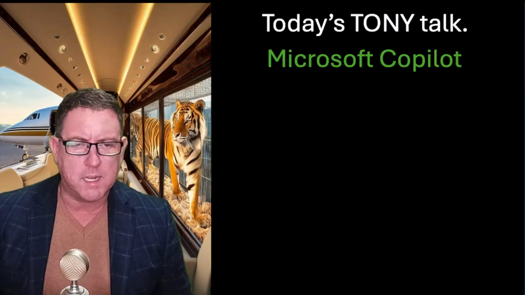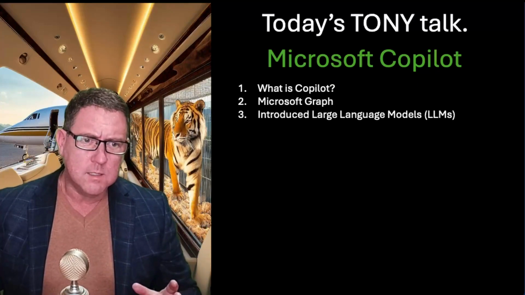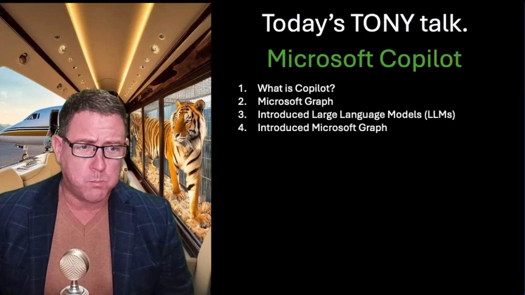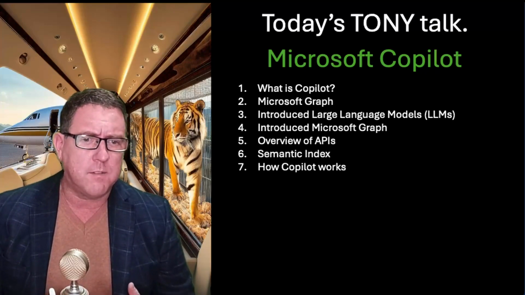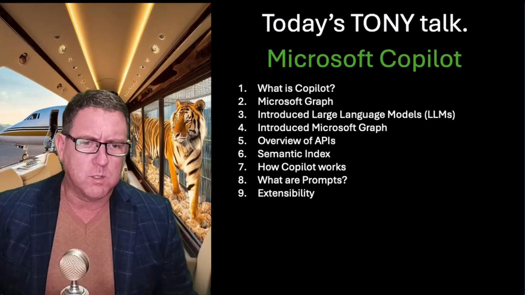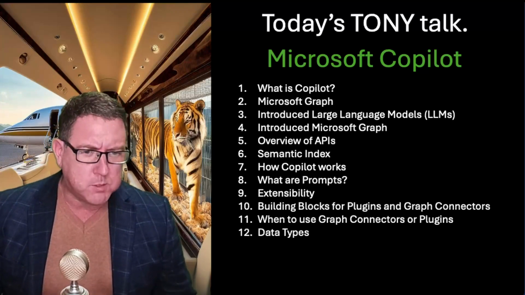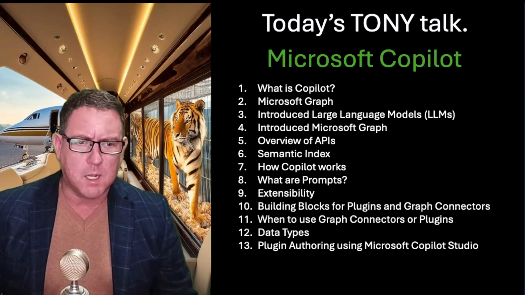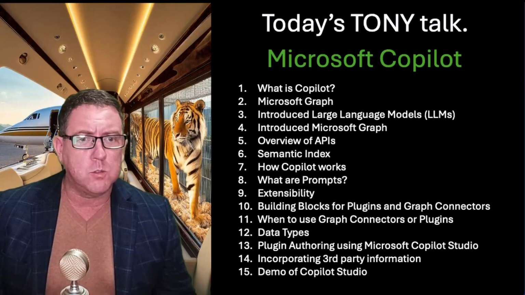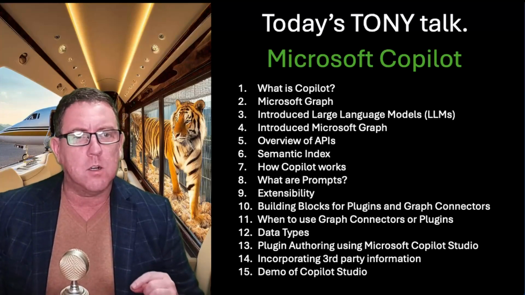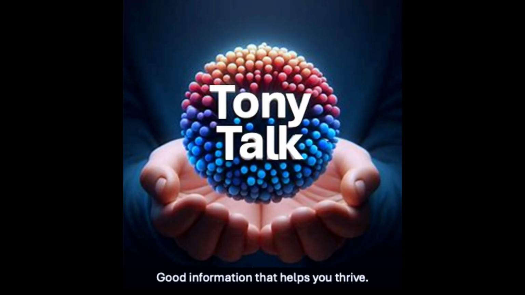It's the Microsoft Copilot. And we're going to cover a lot of stuff. Consider this, we'll start off at a 100 level, then go gradually up to maybe a 200, possibly 300. We're going to cover everything in what is Copilot. We're going to talk about the Semantic Index, how Copilot works, what prompts are. We'll talk about the building blocks of both plugins and graph connectors. Data types, we'll do a demo where we will actually make our own Copilot. So we got a lot to cover. So let's get started. Tony Talk.